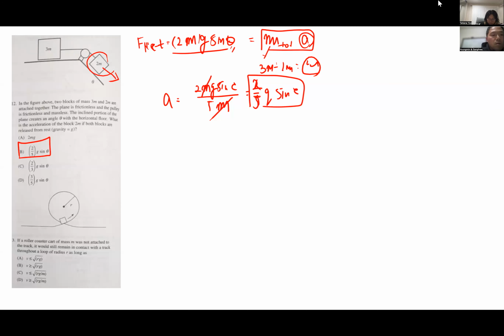And number 13, if a roller coaster cart of mass m was not attached to the track, it would still remain in contact with the track throughout a loop of radius r as long as what?